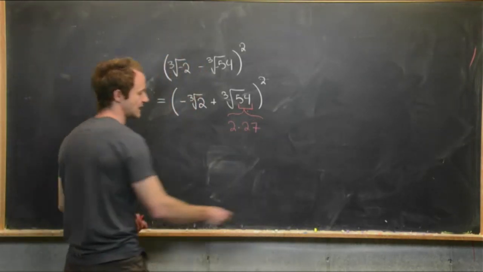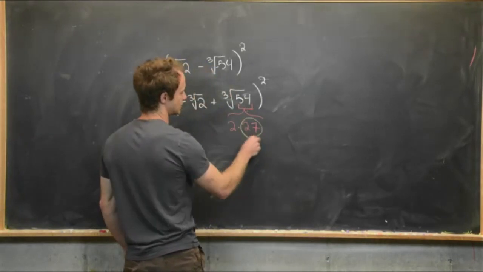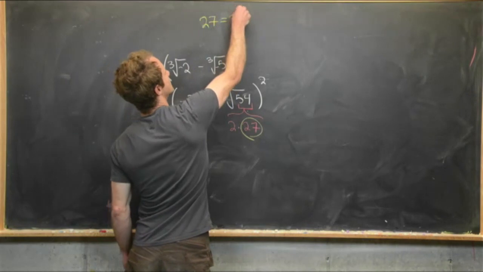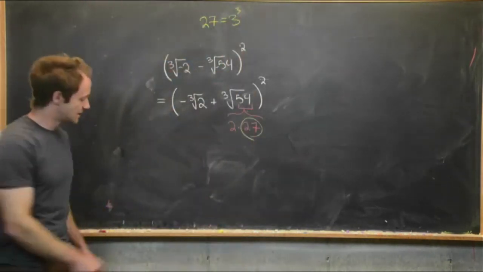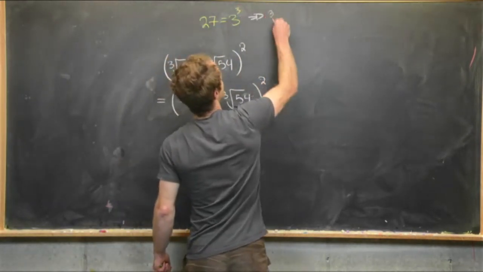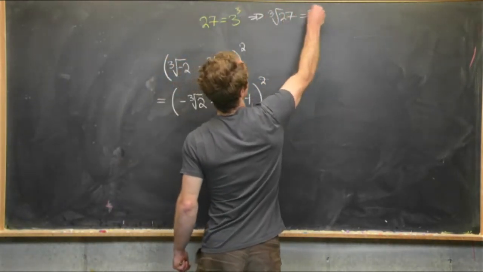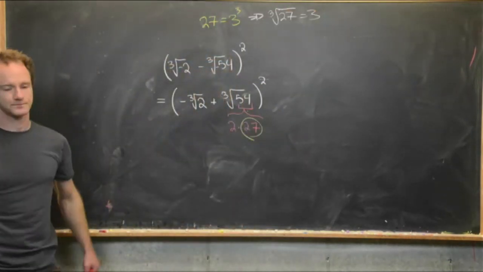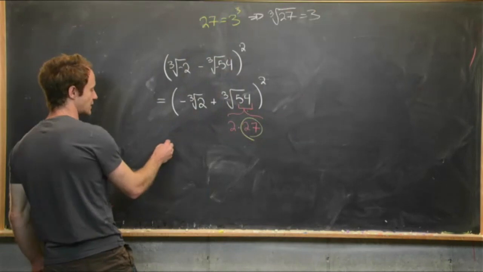And the important thing here, maybe I'll put a circle around this, the important thing here is that 27 is equal to 3 cubed. So what that means is that the cube root of 27 is equal to 3. And so that gives us quite a bit of simplification. So now we can rewrite this a little bit.